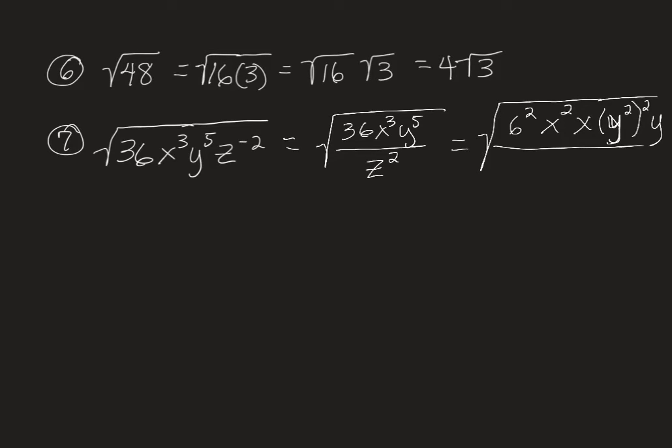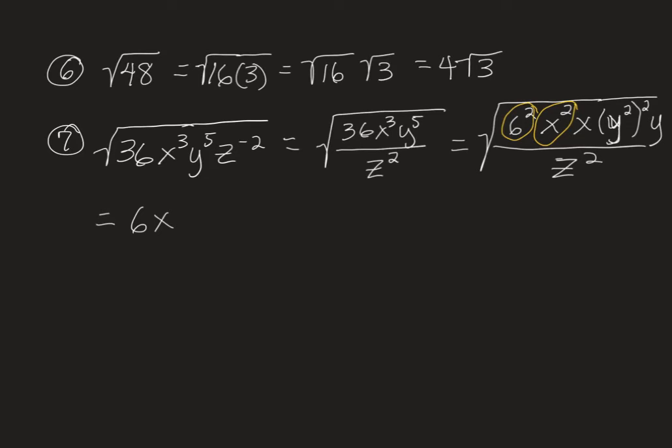All right, and then in the denominator we have our z squared. So taking the square root of those that we can and bringing them outside, we're going to have 6 squared. We can bring out a 6, taking the square root of 6 squared. Taking the square root of x squared, we get x. The next x we cannot take a square root of.